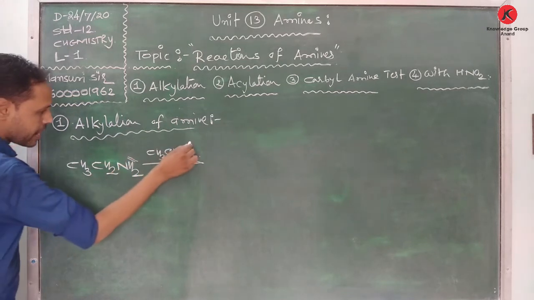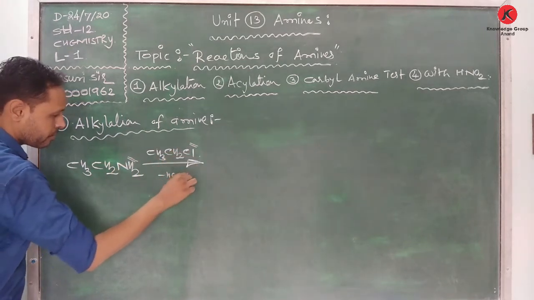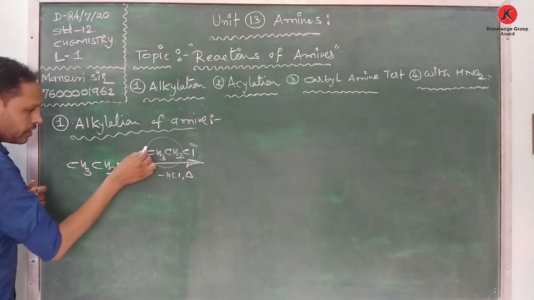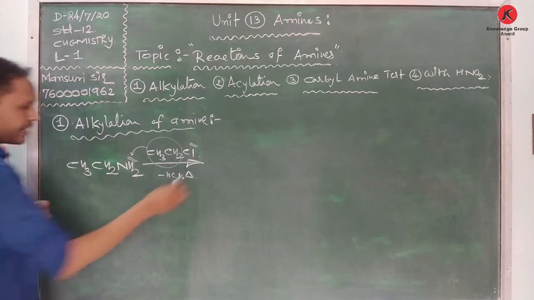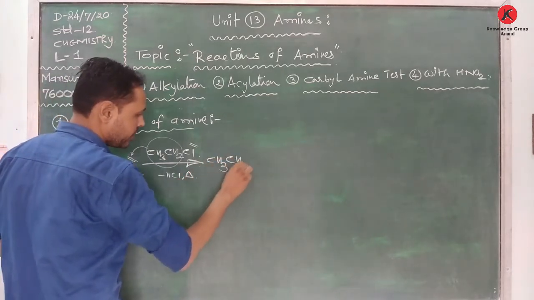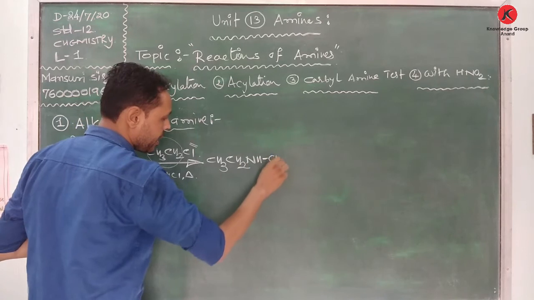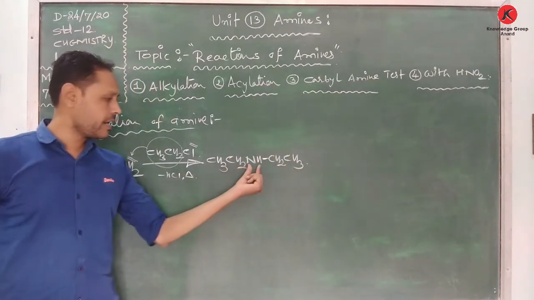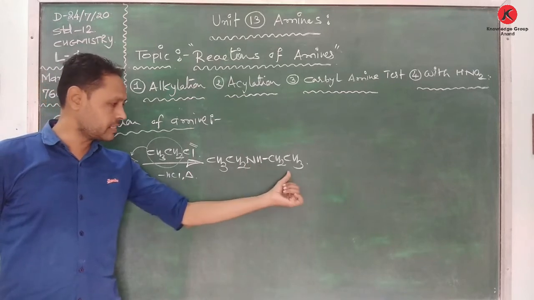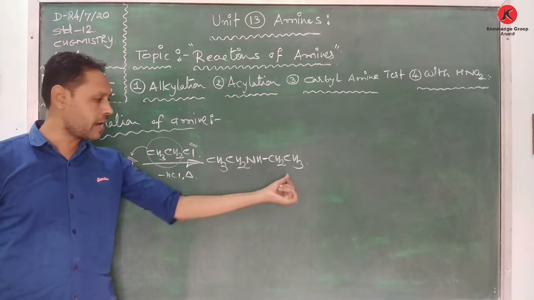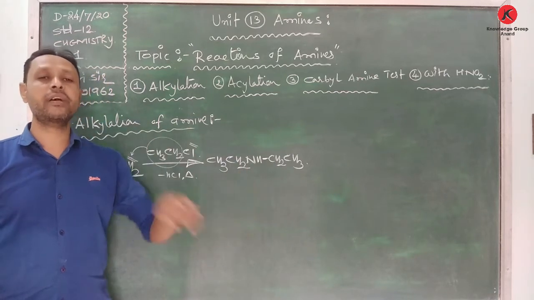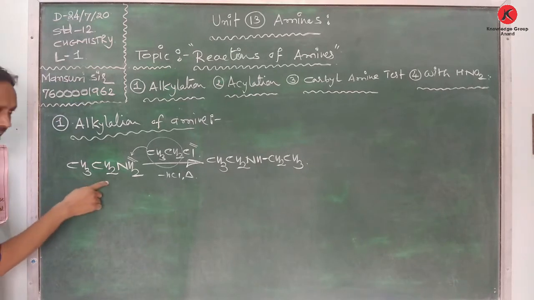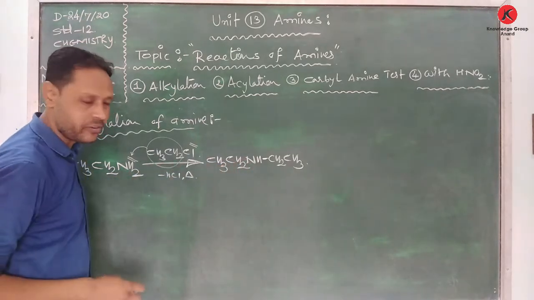Here H and Cl will be removed by heating. So, this ethyl group will attach to this nitrogen. That is why CH3CH2NHCH2CH3 is obtained. This is R2NH. This is R, this is R, this is NH. That means this is my secondary amine. So, this is primary amine, now it converts to secondary amine.